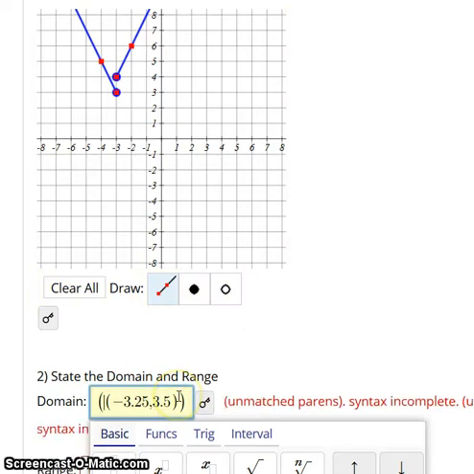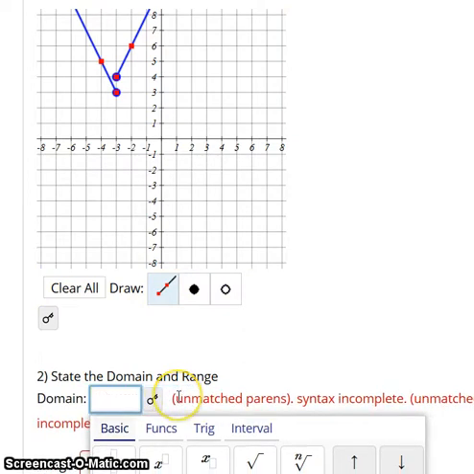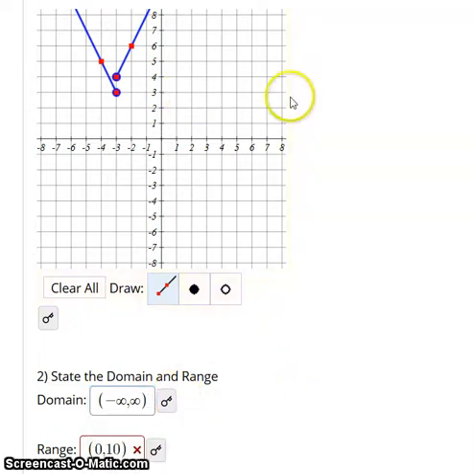And the way we write that, oops, I gotta delete what's in here, I guess. We write that as -infinity to infinity. All right, so domain means left and right. Range means up and down.